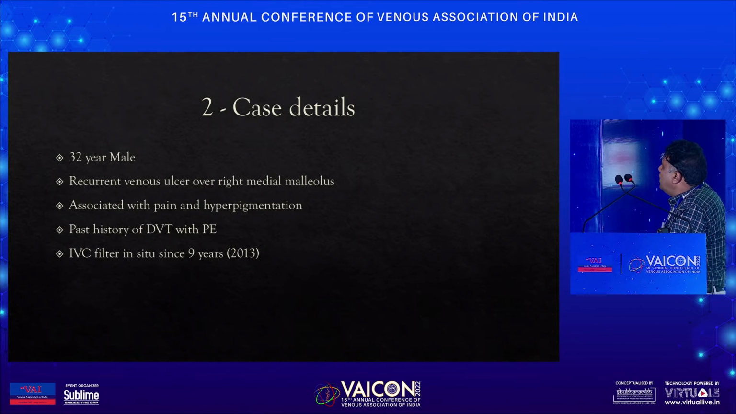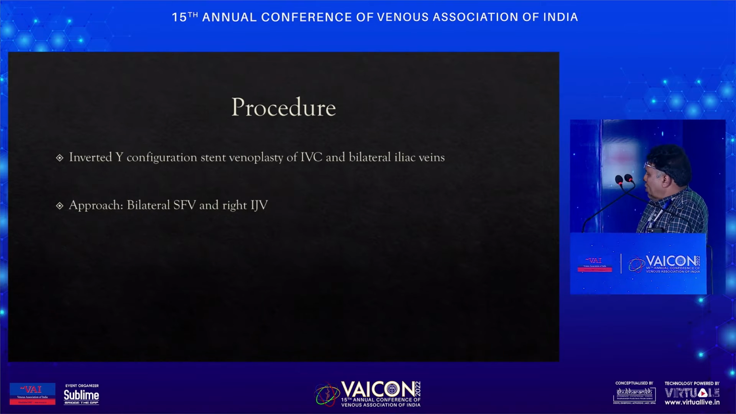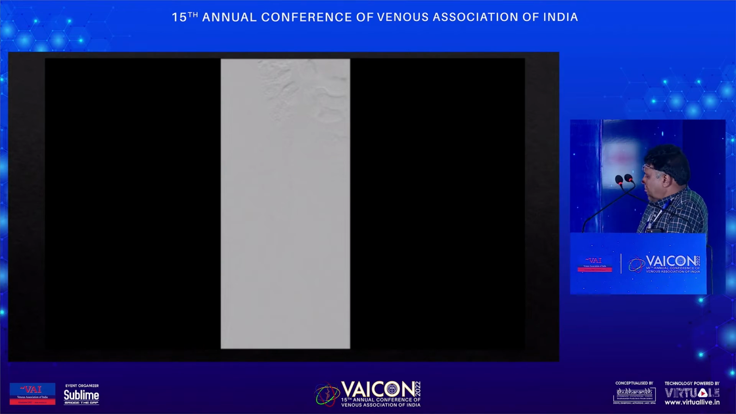32 years male, recurrent venous ulcer over the right medial malleolus associated with pain and hyperpigmentation, past history of DVT with pulmonary embolism, and IVC filter in situ since 9 years. That was a non-retrievable filter. So what we did, the inverted Y configuration stent venoplasty of the IVC with bilateral iliac vein, approach was bilateral SFE and right IJV.